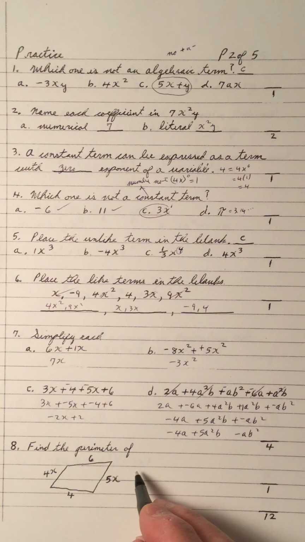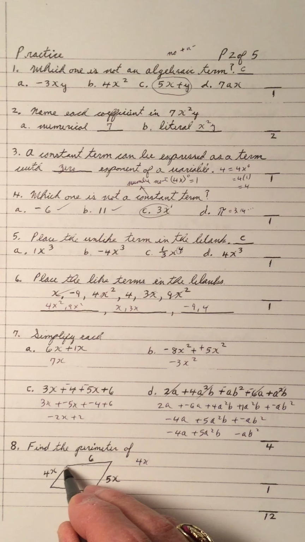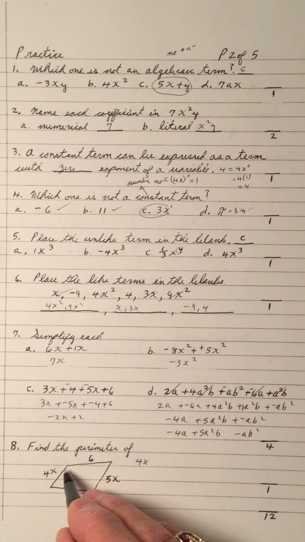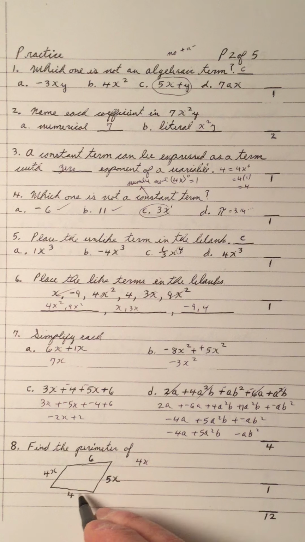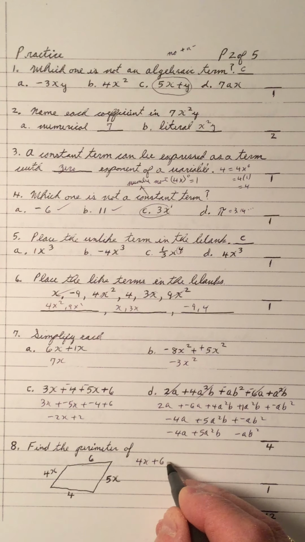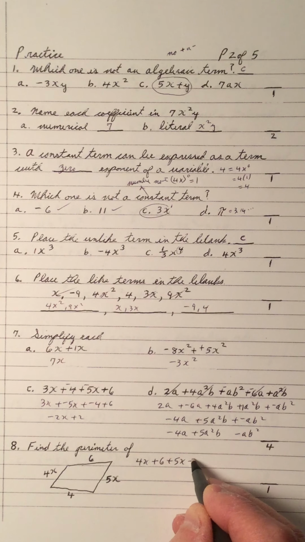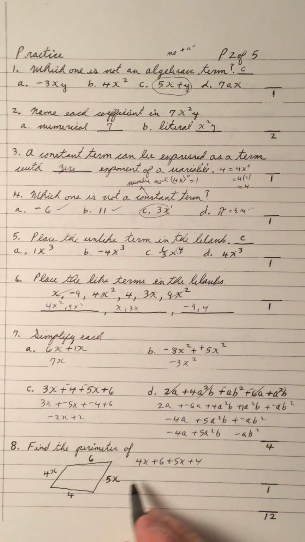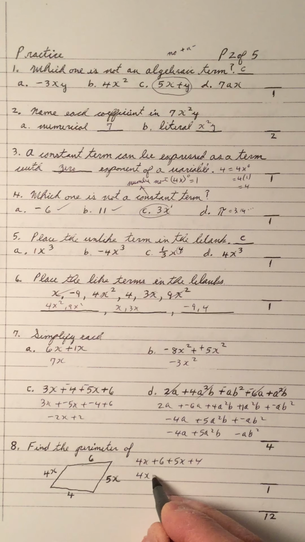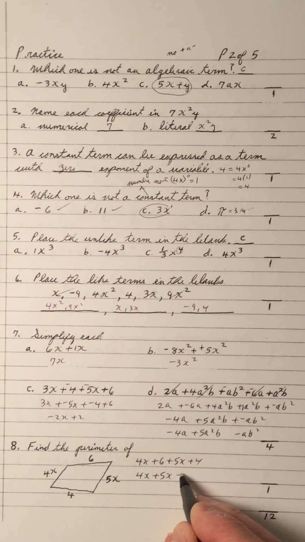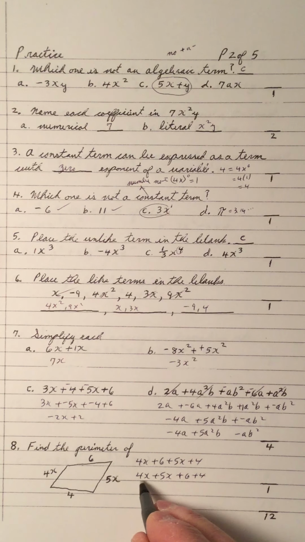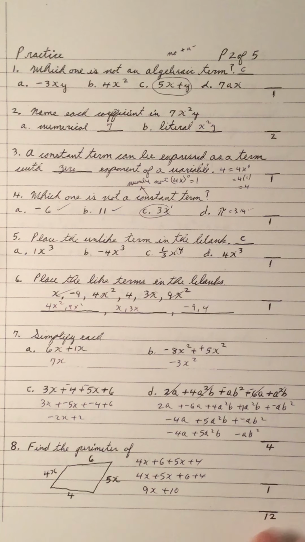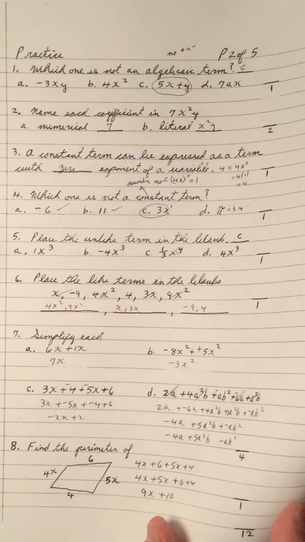Number 8, find the perimeter. So we have a 4x. We're going to go around now. 4x, add on 6, add on 5x, add on 4. So we pick them up as you go around. As you go around, there they are, grouped the like terms because you're adding. So there's the like terms. The x's are grouped together, and the constants. 4 and 5 makes 9x, and 6 and 4 is 10. So total up your page to see how many you got right. Hopefully everything is going great.